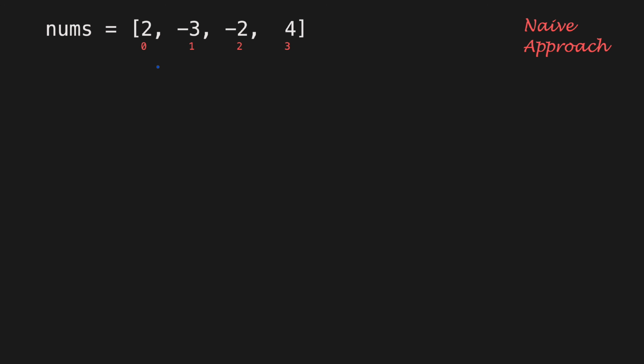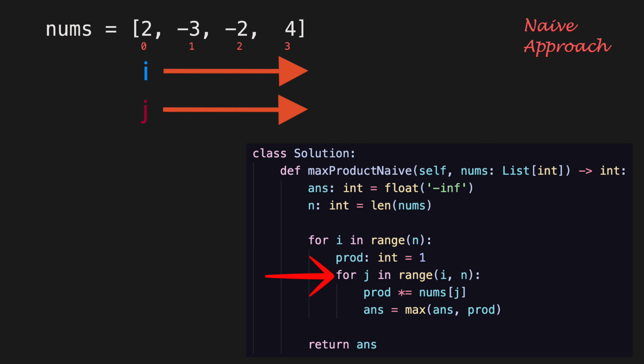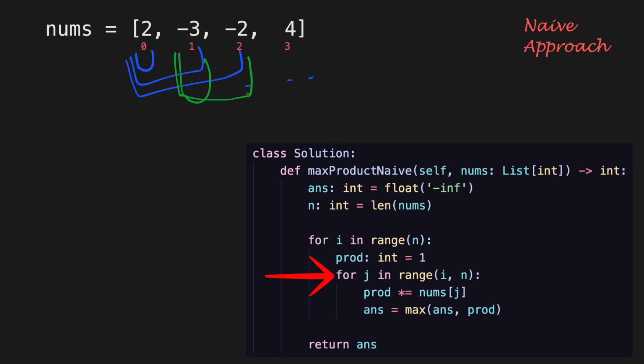Now in terms of solution, the simplest way to solve this problem is to try all possible subarrays by running two nested loops, where the first loop, say with iterator i, starts the subarray and the second loop, say with iterator j, ends the subarray. For example, we can form the subarrays like 2, 2 minus 3, 2 minus 3 minus 2 and so on. And then we start the subarrays from minus 3. So it will be minus 3, minus 3 minus 2 and so on for all the subarrays.